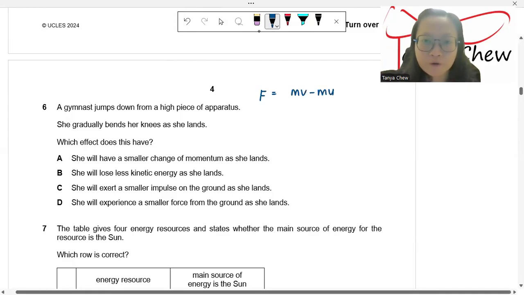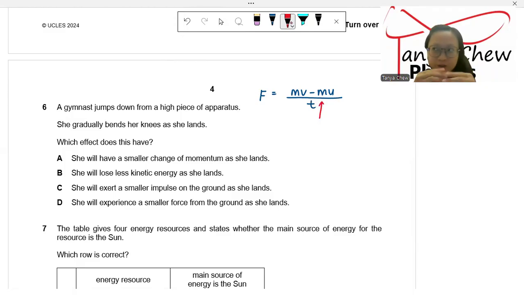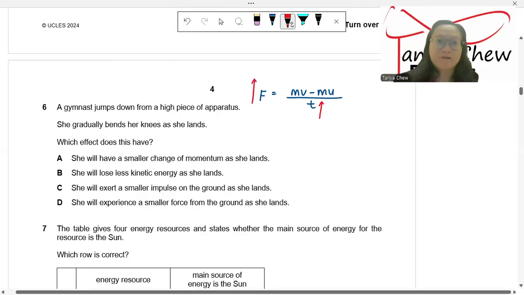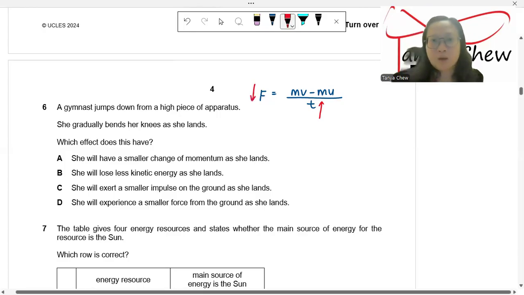Force is equal to the rate of change of momentum, that is, change in momentum divided by time taken. Bending of the knees increases the time of impact, because when the knees are bent, the gymnast takes a longer time before her feet touch the ground. So when it takes a longer time to touch the ground, the impulsive force, or the impact force acting on the gymnast, is decreased because the change in momentum is the same.